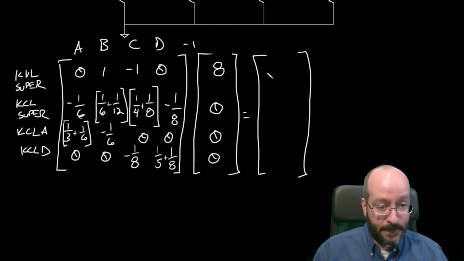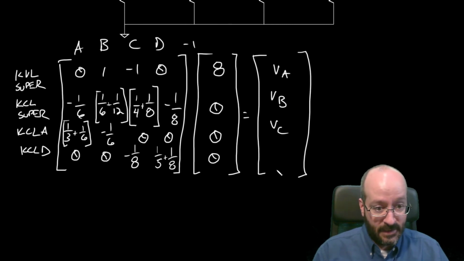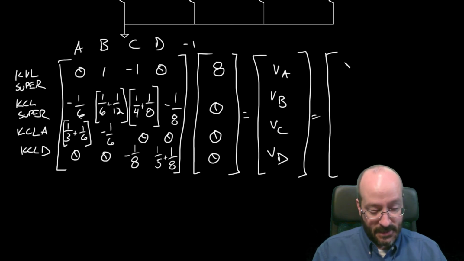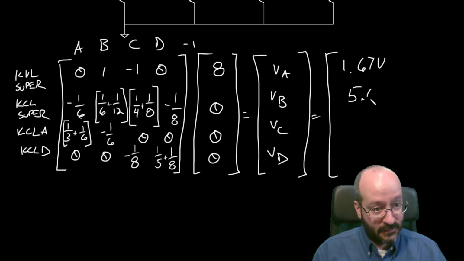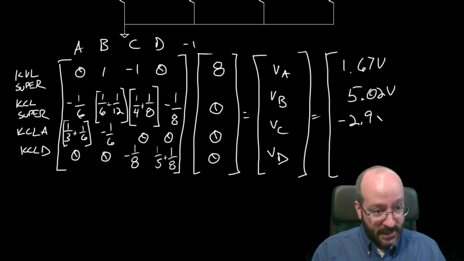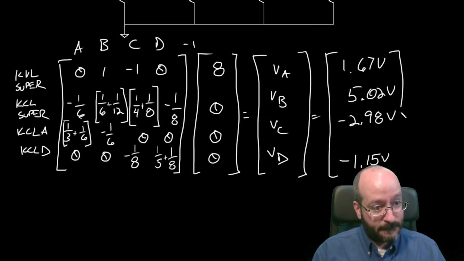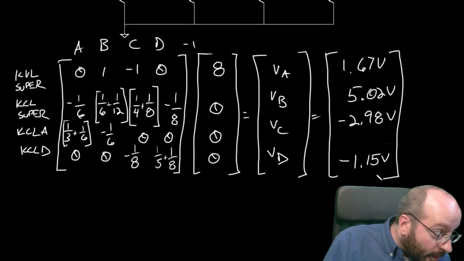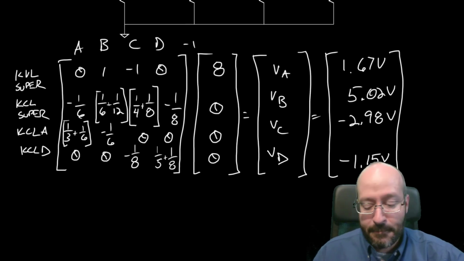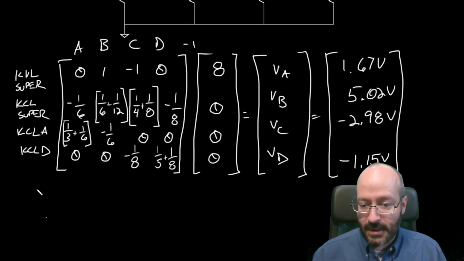Okay, from that, I get VA, VB, VC, VD, and I get 1.67 volts, 5.02 volts, negative 2.98 volts, and negative 1.15 volts. Okay, all right, I'm pretty sure that's good. Those feel familiar to me as well.